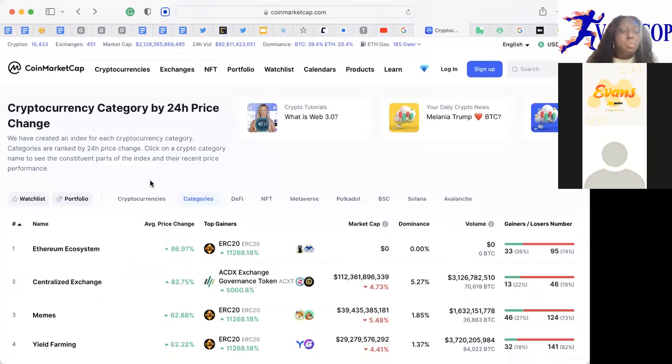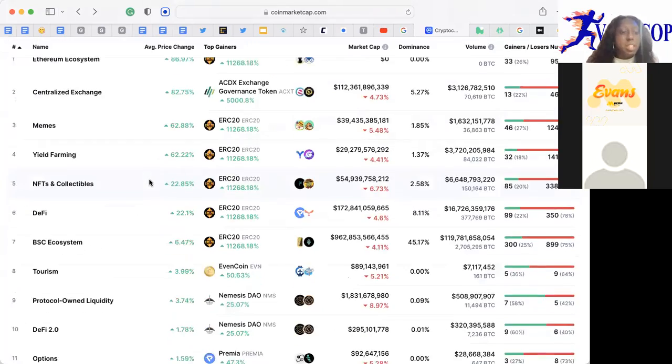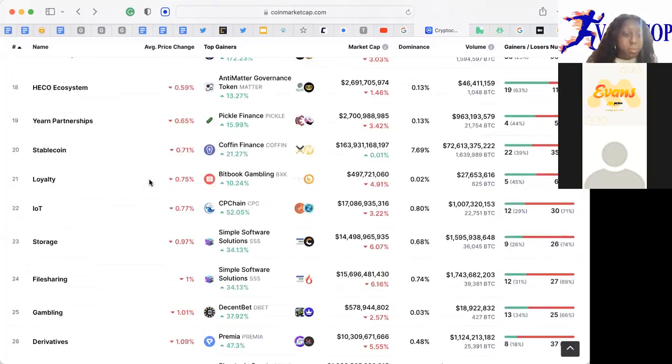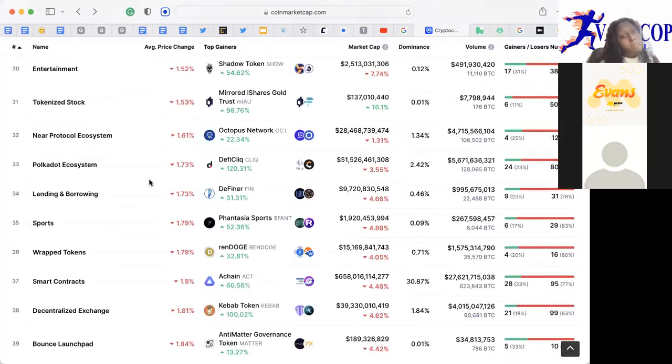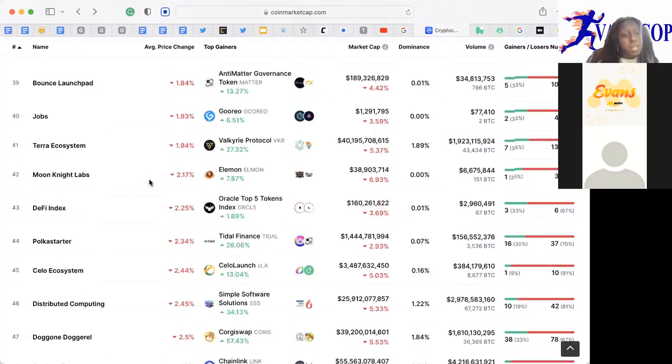So I think there's a decentralized part here. Centralized.